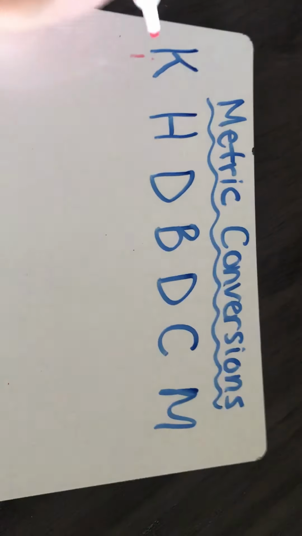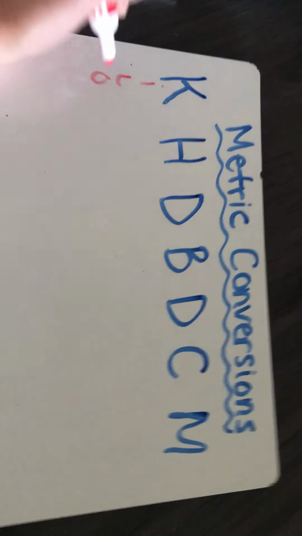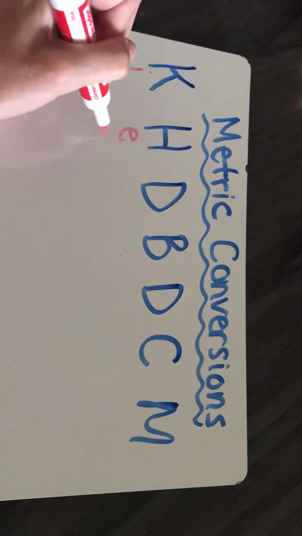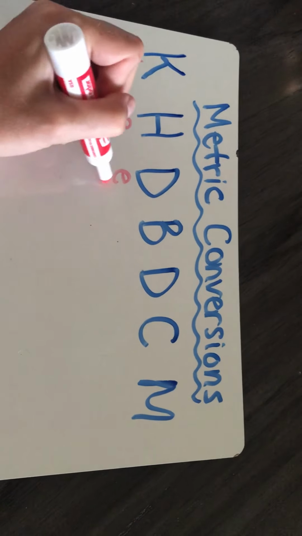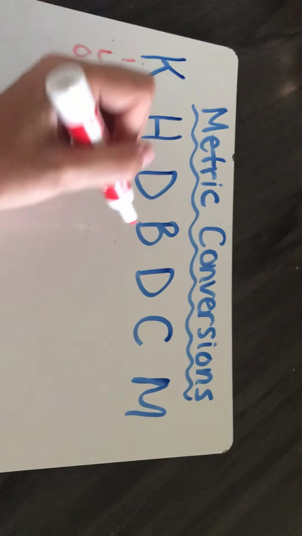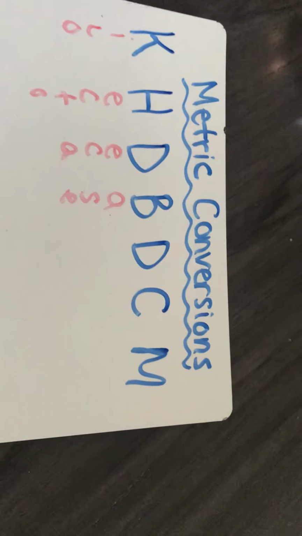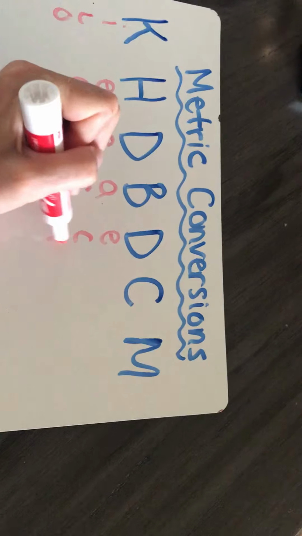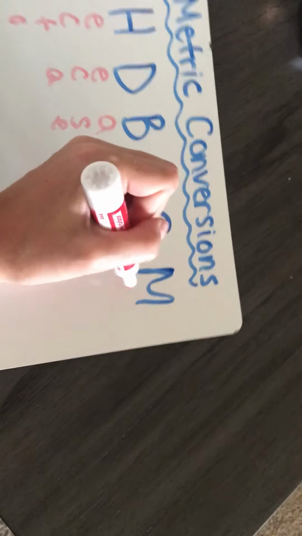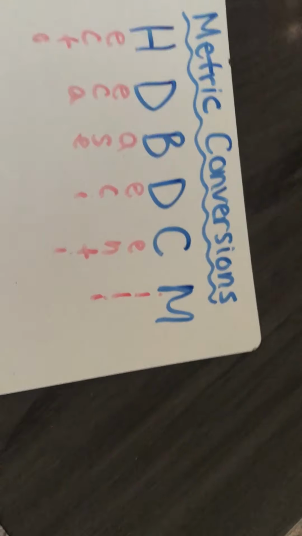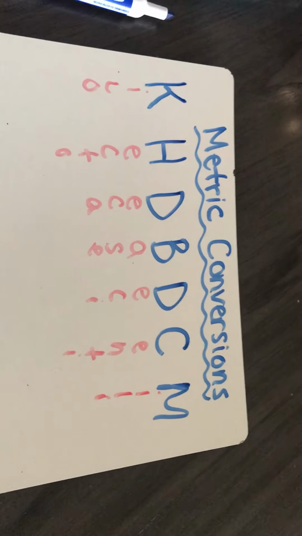So this K is kilo, H, hecto, D, the first D, deca. Then we have our base, deci, centi, and finally milli. Okay, remember those are all of our prefixes.